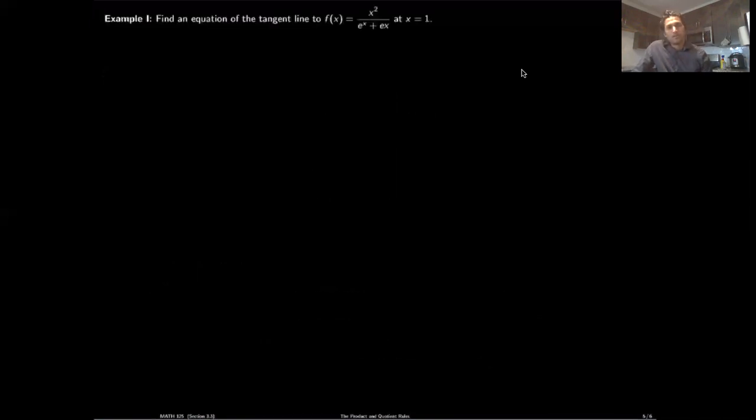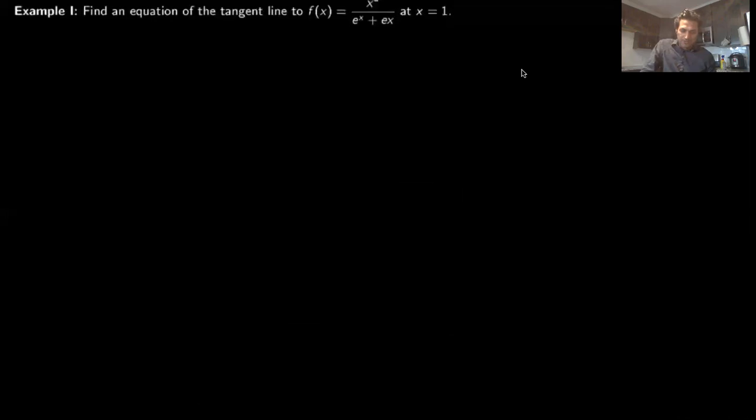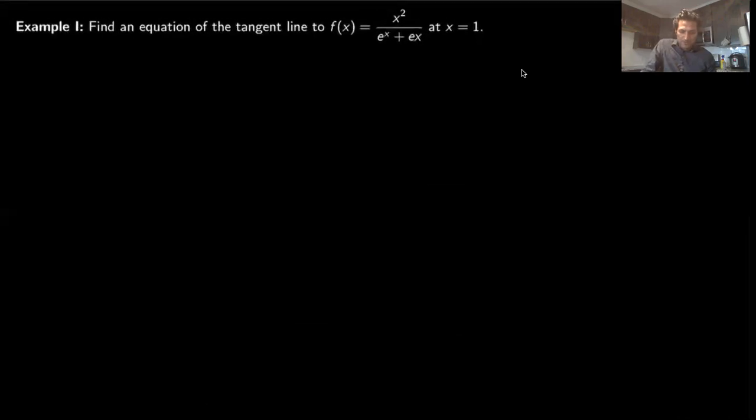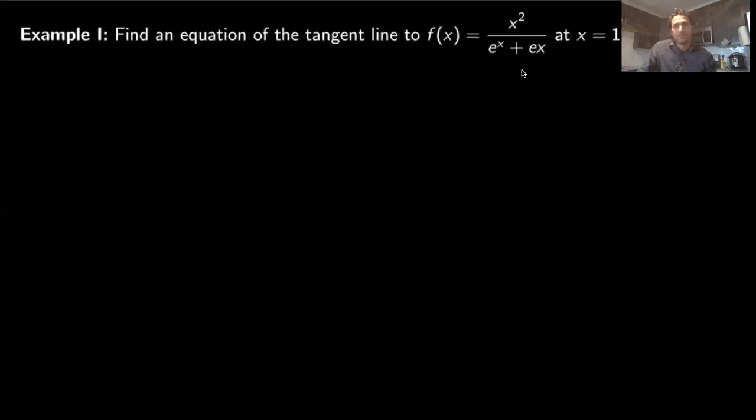Okay, let's do one more application of this rule. In this question, we are asked to find the tangent line of the function x squared over (e to the power x plus 1) at x equals 1. The first thing we need to do, the solution, is to find the point.